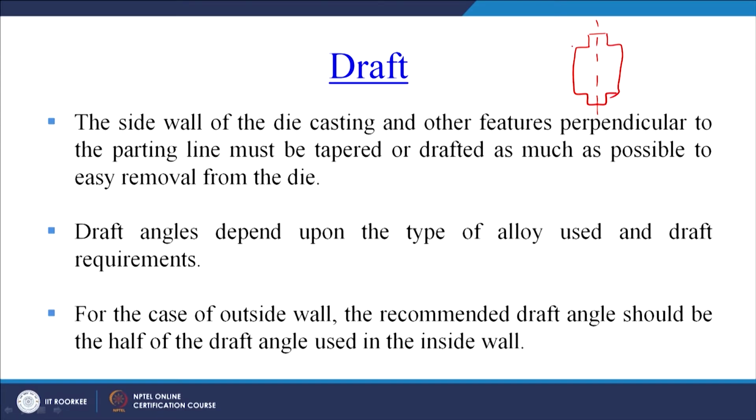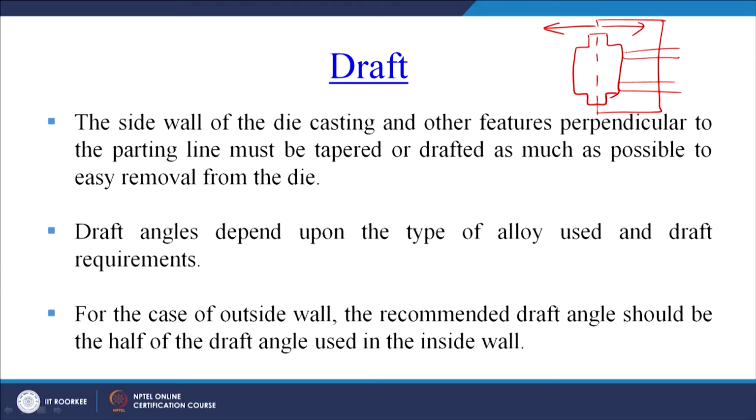So perpendicular to the parting line means this direction, and we have seen that this part was there in the ejector die and there were ejector pins here. So perpendicular to means in this direction. So the side wall of the die casting and other features perpendicular to the parting line must be tapered or drafted as much as possible to ensure easy removal from the die.